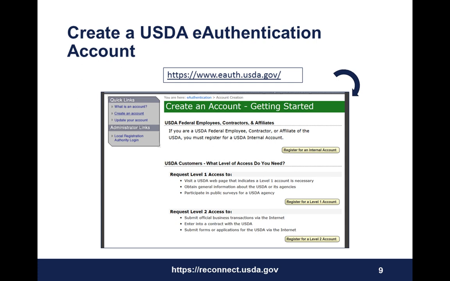Applicants will then navigate to the create an account link and select the Register for a Level 2 account button as seen on the slide. After populating the required information to obtain eAuth Level 2 credentials, the user will be routed to a summary page. Review the information for accuracy and select Submit. An email will be sent to your email address with additional instructions to complete the process.